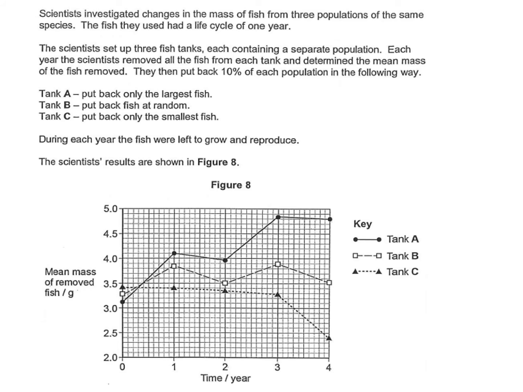Okay, the next question then. Scientists investigated changes in the mass of fish from 3 populations of the same species. They used fish that had a life cycle of 1 year. Okay, so 1 year life cycle. Now the scientists set up 3 different fish tanks, A, B and C, each containing a separate population. So you've got to pay real close attention to this information.